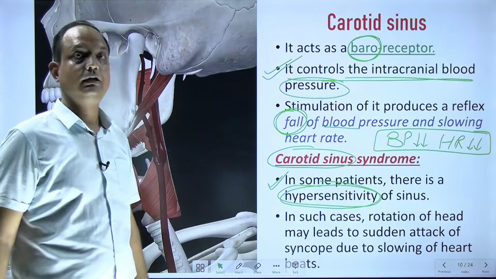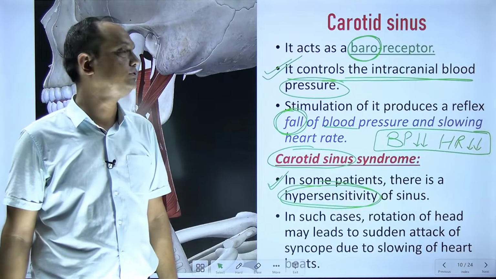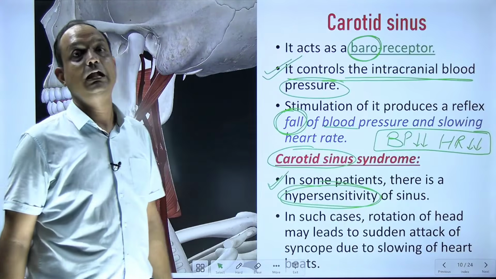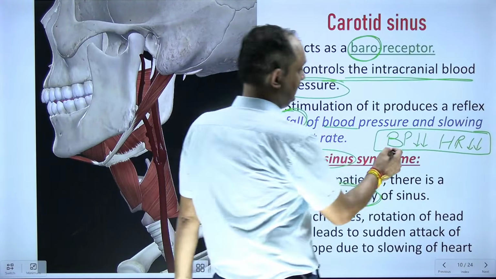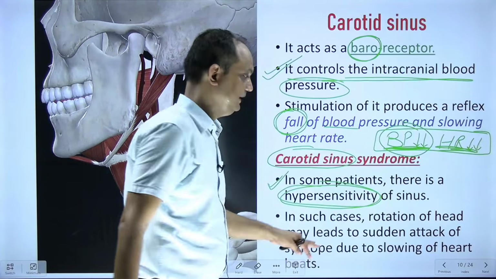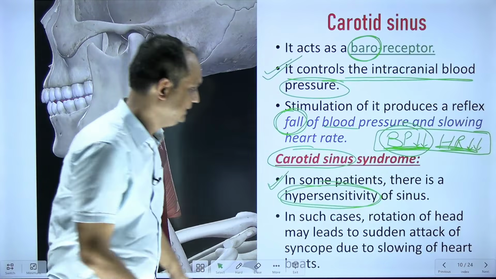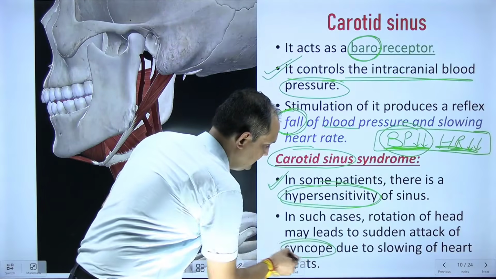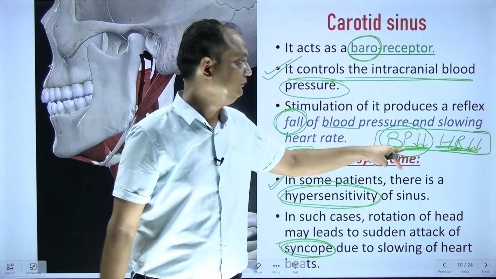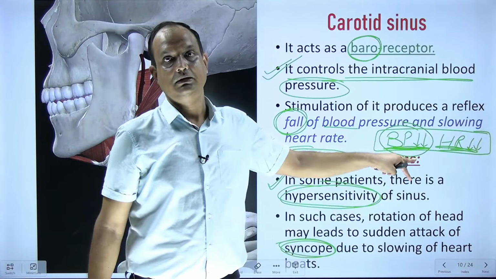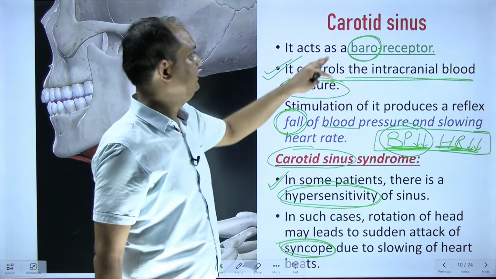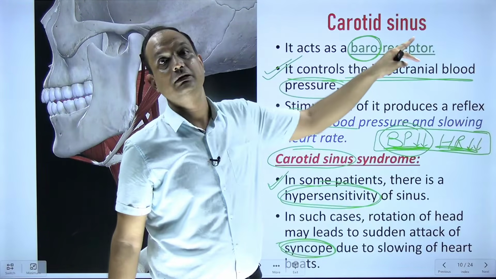Now, if by this rotation of the head their carotid sinus is stimulated, what will happen? They will have decreased blood pressure and decreased heart rate. And this low blood pressure leads to a sudden attack of syncope. The sudden attack of syncope is there because of the sudden fall in the blood pressure. Clear? And why is there a sudden fall of the blood pressure? It is because of the stimulation of this carotid sinus.